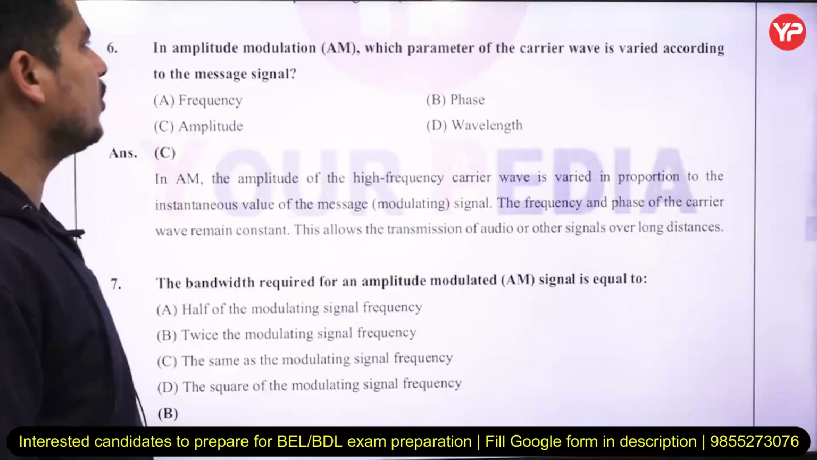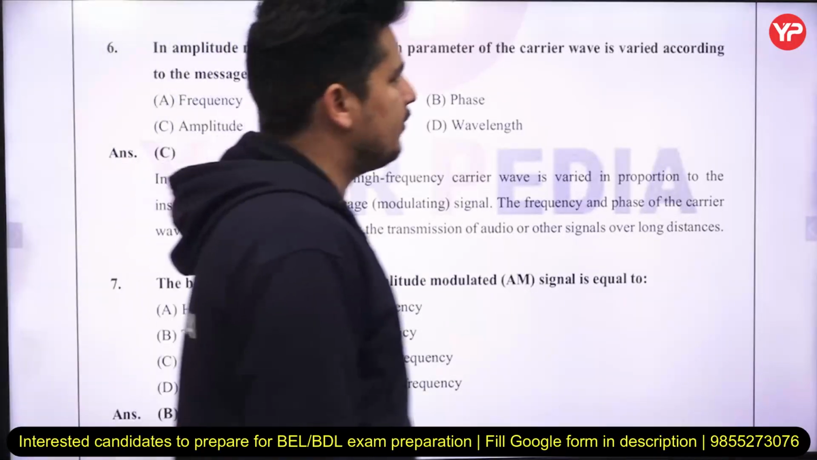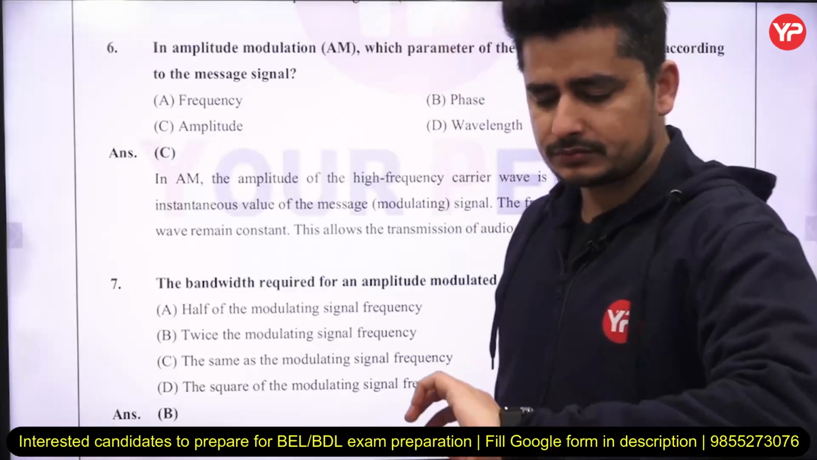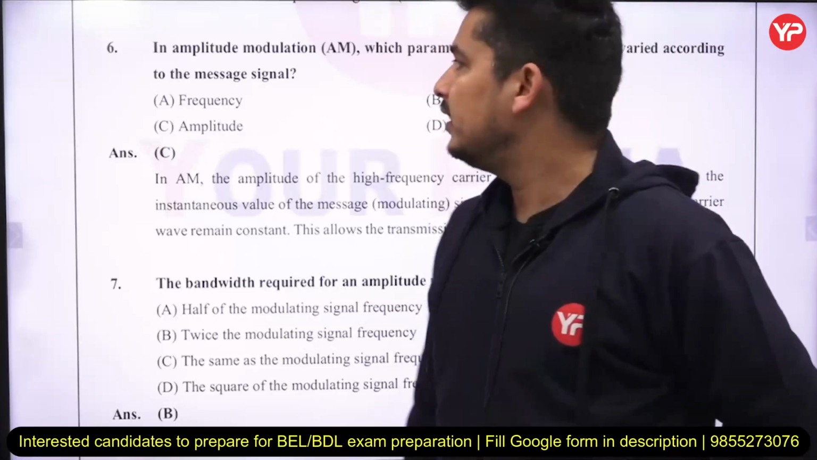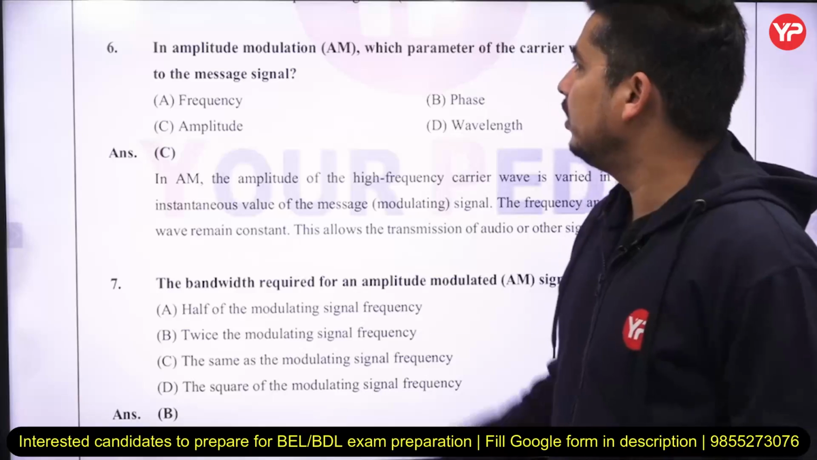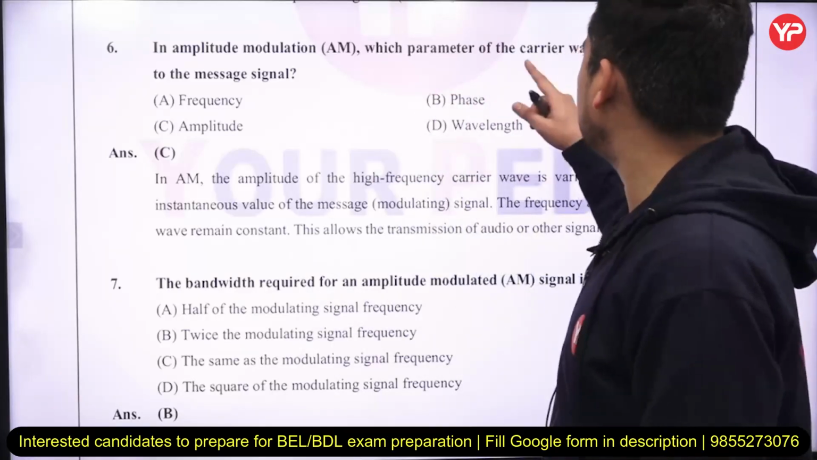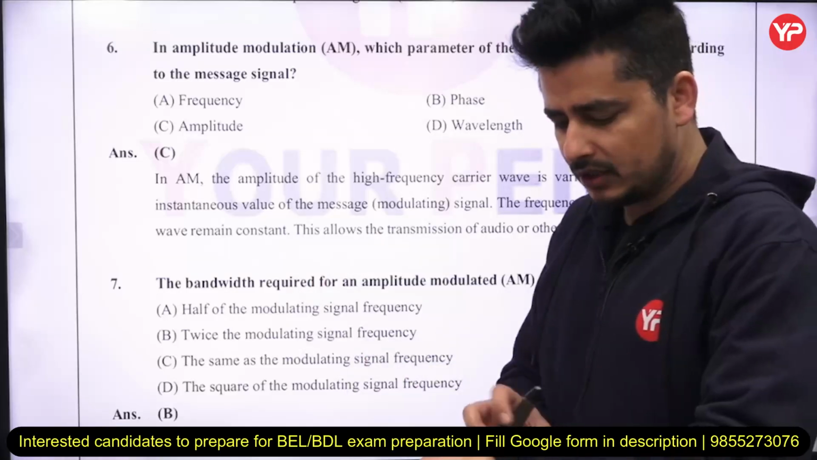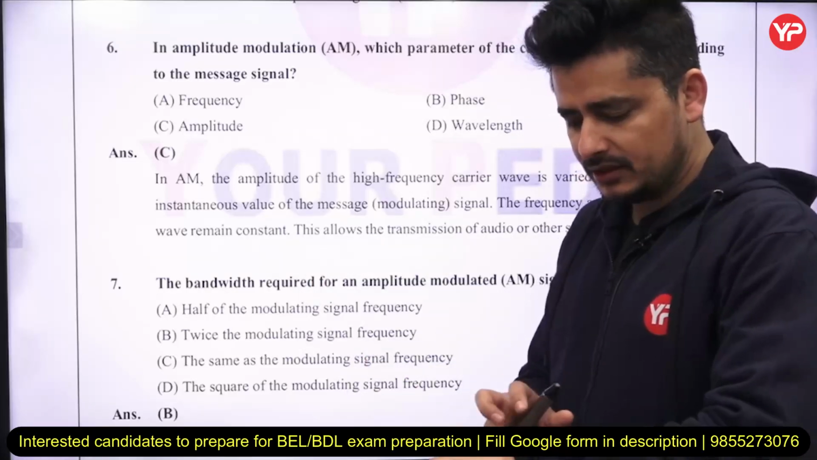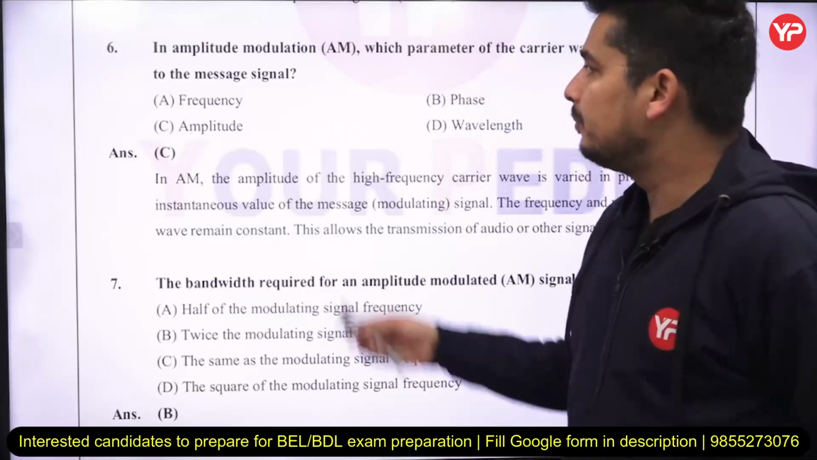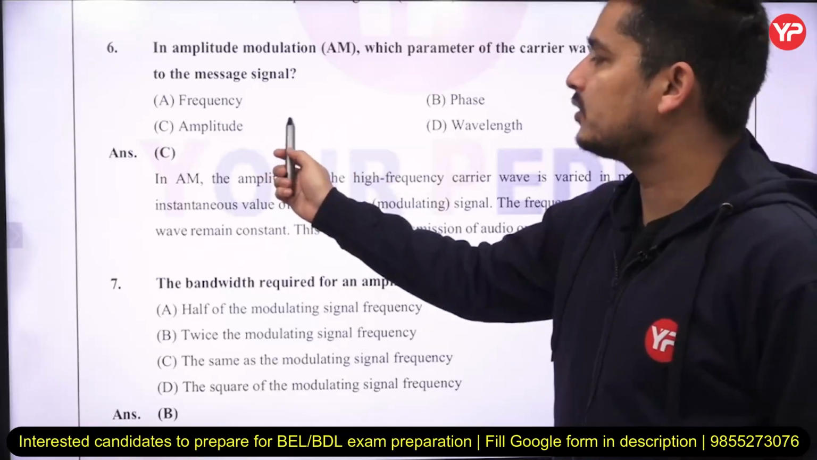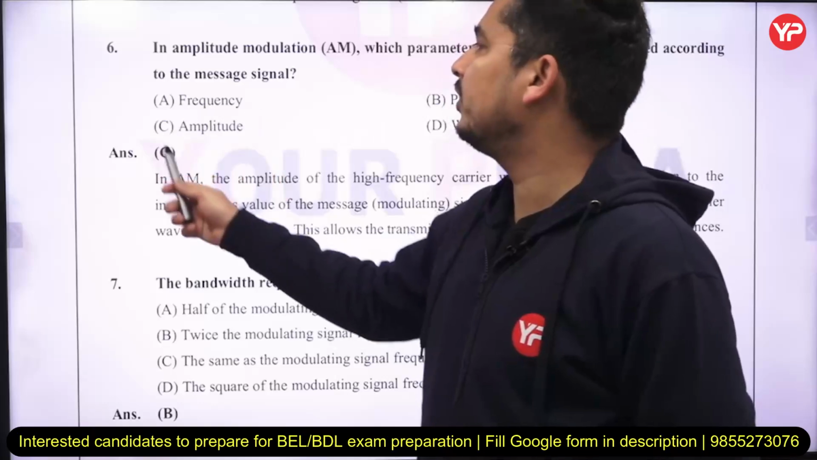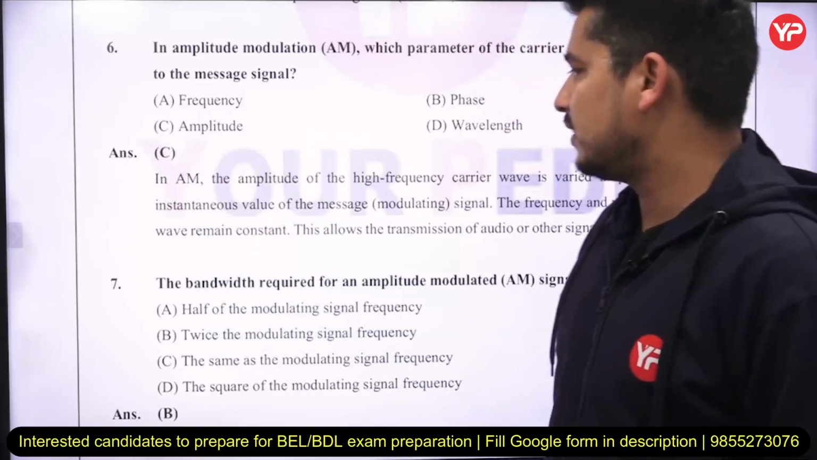In amplitude modulation, which parameter of the carrier wave is varied according to the message signal? In this one we have the AM signal, and the amplitude of the carrier signal will vary according to the amplitude of the message signal.